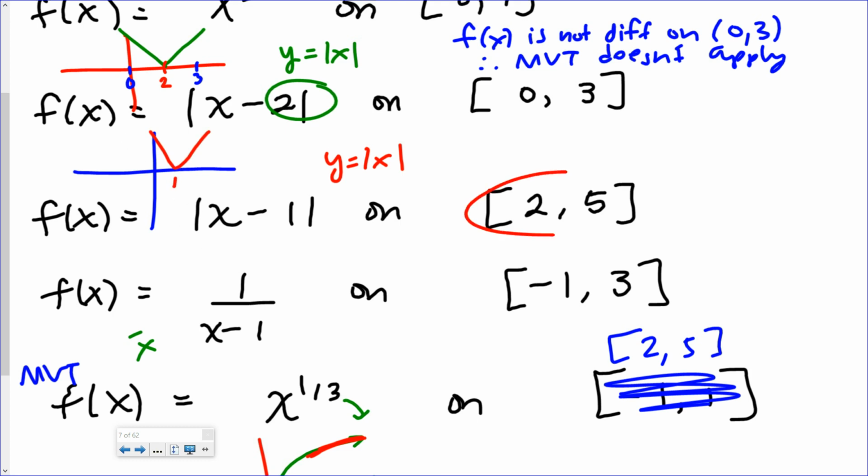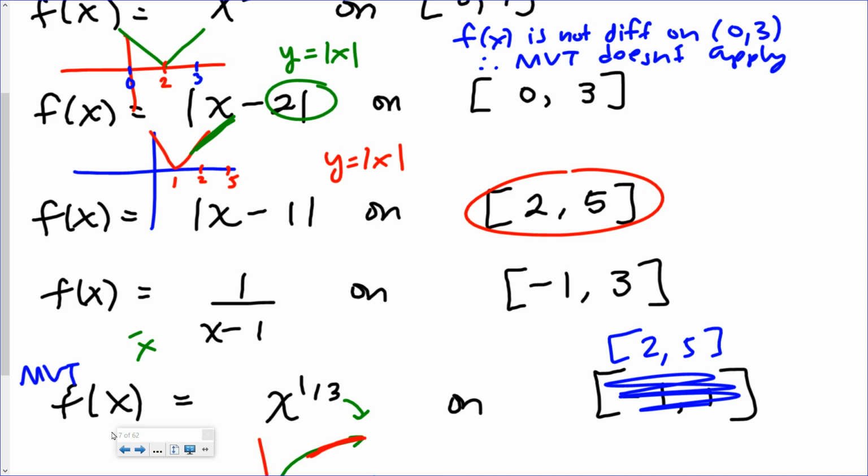All right, if I'm looking at 2 to 5, would MVT apply for this graph? Yes, okay, no sharp turn between 2 to 5. Do you see that? So is the function continuous between 2 to 5? Yes. Is the function differentiable between 2 to 5? Yes. And actually, I can look at this picture and say, because it's a straight line, the slope of the tangent line is going to be equal to the slope of the secant line at every single point. So when you have a straight line, the slope of the secant line and the slope of the tangent line is equal at every single point.